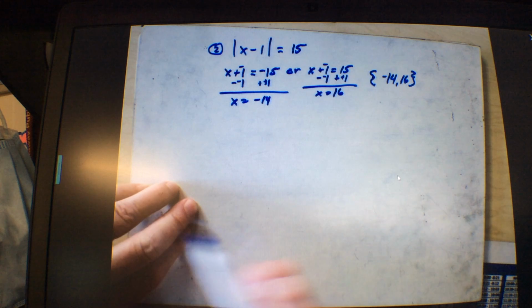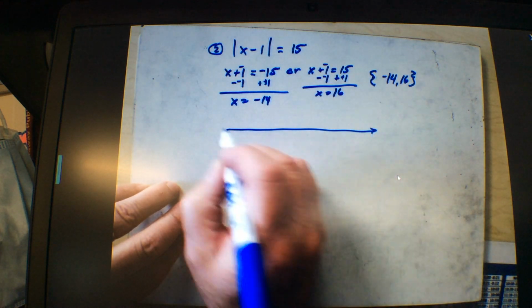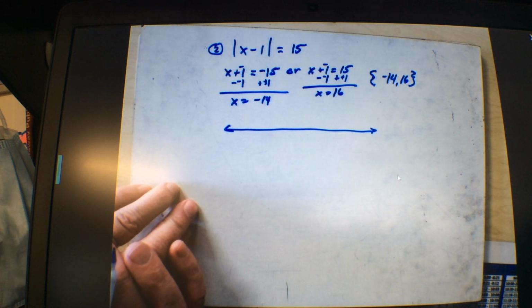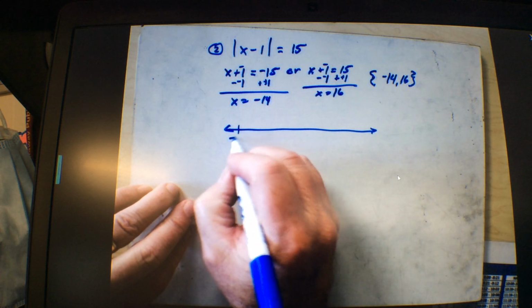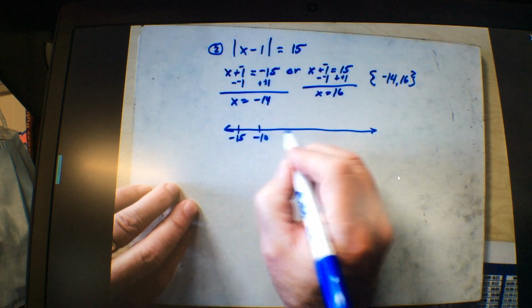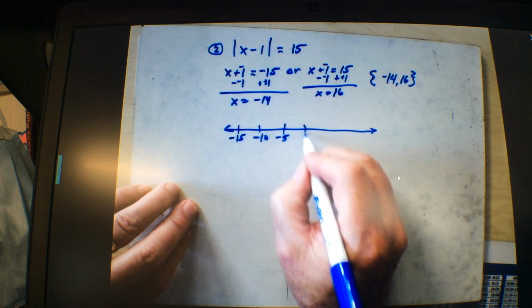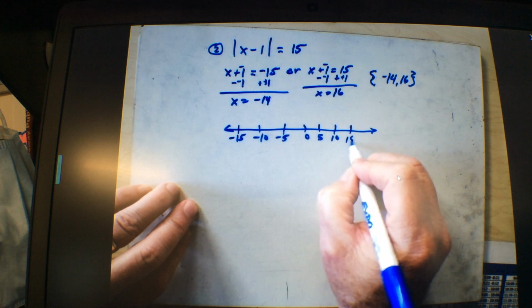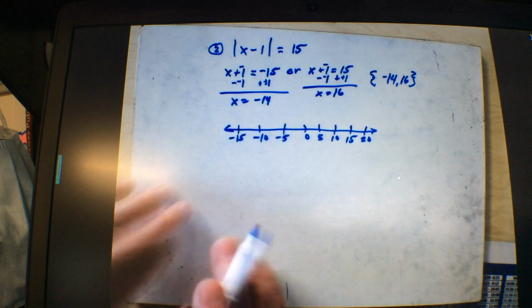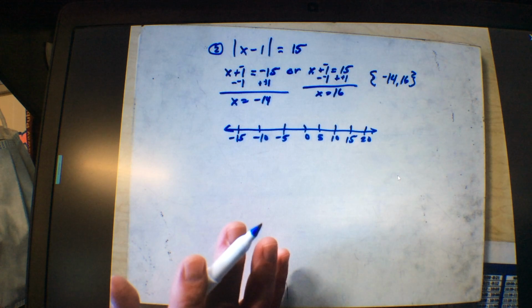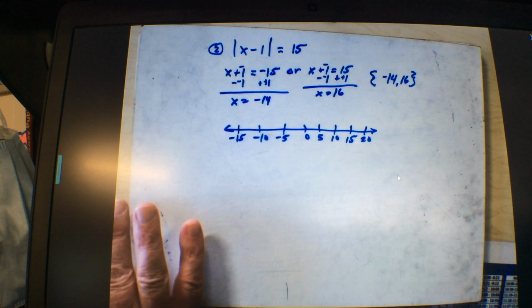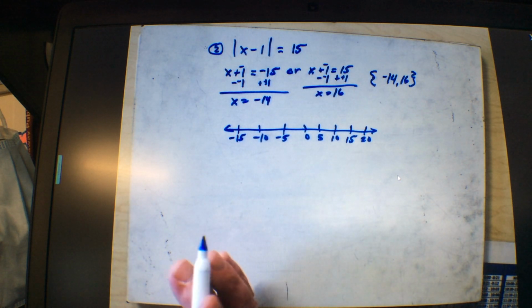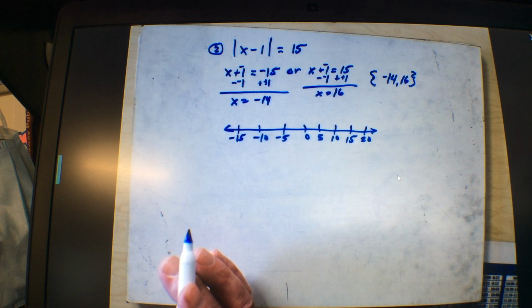You got it? But then it says to graph. Now, negative 14 is a long ways away from 16, isn't it? So I'm going to go by 5s. Let me go negative 15, negative 10, negative 5, 0, 5, 10, 15, 20. You'll notice that I went past both numbers on each side. So on the left I went past negative 14, on the right I went past 16. Does everybody get that? Jackson, are you okay?